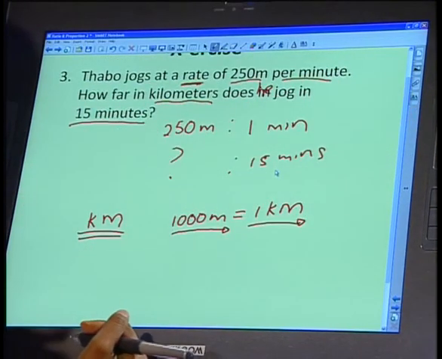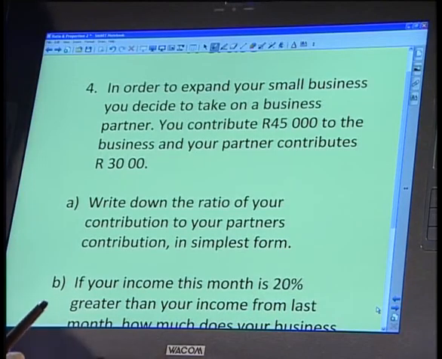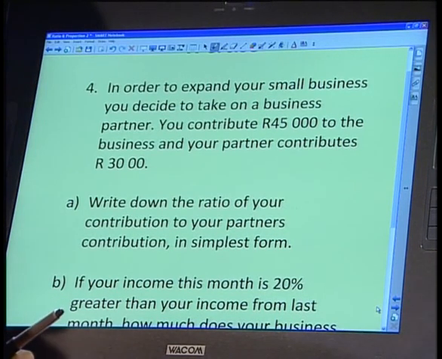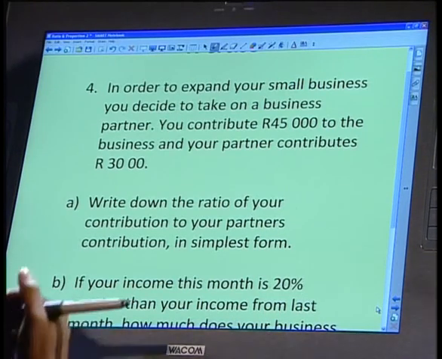So guys, it's on to the last part of this exercise, which is exercise 4. And this is really a typical exam type question. Okay, it's really taken into account all of the work that you have done on ratio and also the work that you have done on percentages.